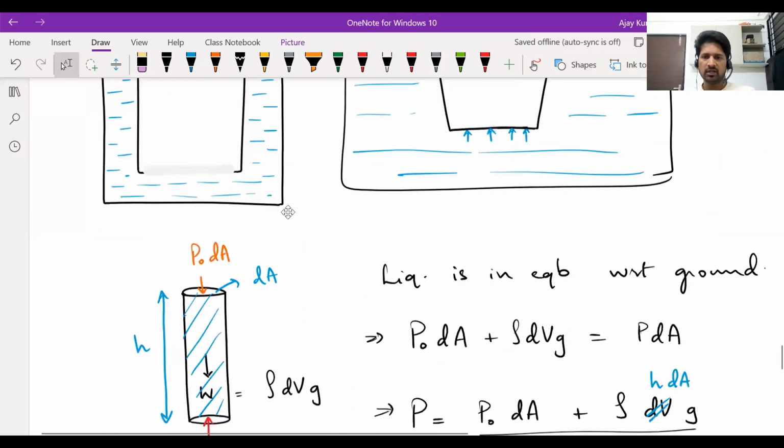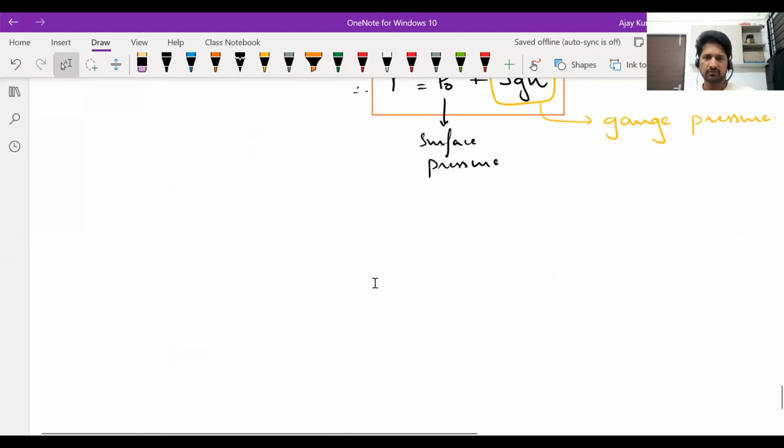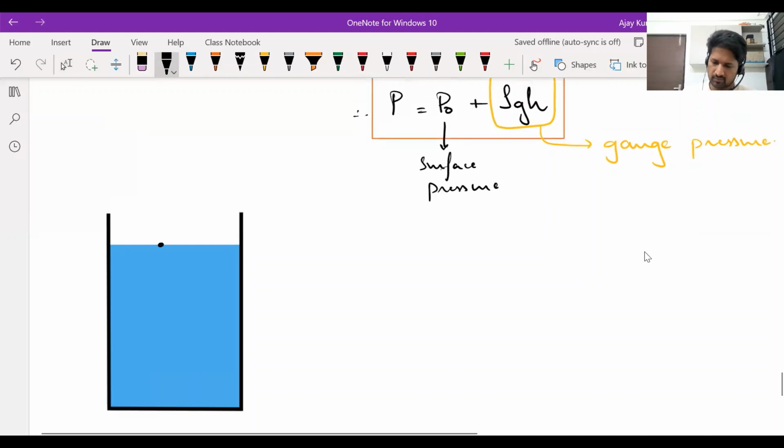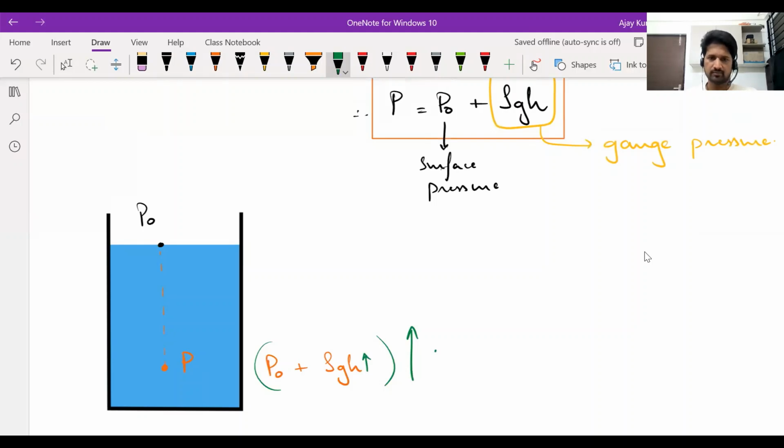P is equal to P naught plus rho g h. P naught is the pressure of the free surface. So if you know the pressure at the surface and you know that the fluid is static and the container is not accelerated, then at a depth h below it, you can tell how much is the pressure. It will be surface pressure plus an extra rho g h. So as the depth h increases, as you go deeper into a liquid, the absolute pressure of the liquid also increases. Fine. There are some other factors on which it depends: density, gravity. Assuming they are uniform, pressure varies linearly with depth.